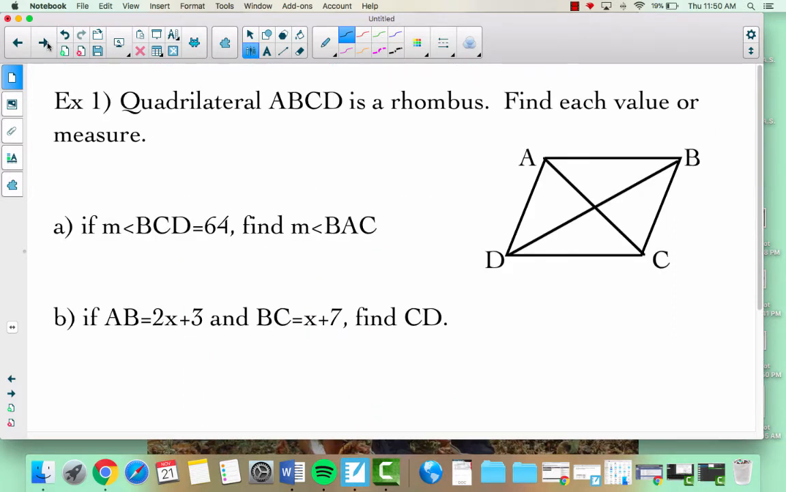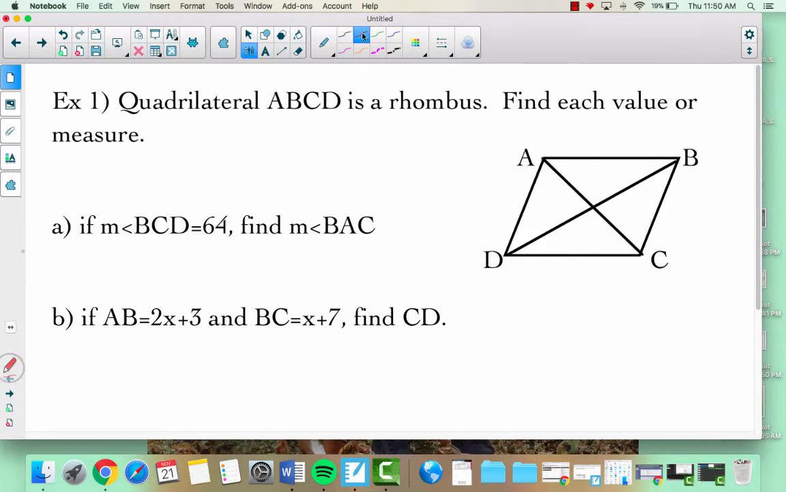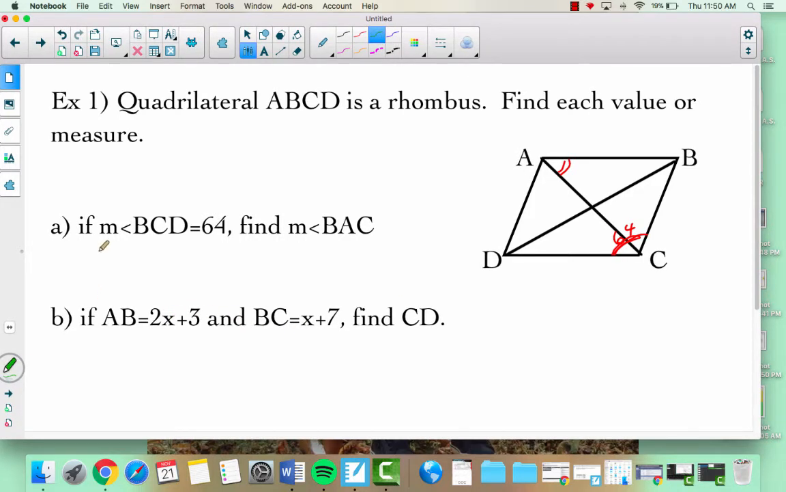In this one it says that ABCD is a rhombus, and it says to find the value of each measure. So here in part A, if measure of angle BCD is 64, they want you to find the measure of BAC. BCD is this entire angle here, so they just said that's 64. So if I want to find BAC, which is just this angle here, there's a couple rules we have to know. First, we know that in all parallelograms, opposite angles are congruent. So that means if angle C is 64, so is angle A. So the whole thing there is 64.